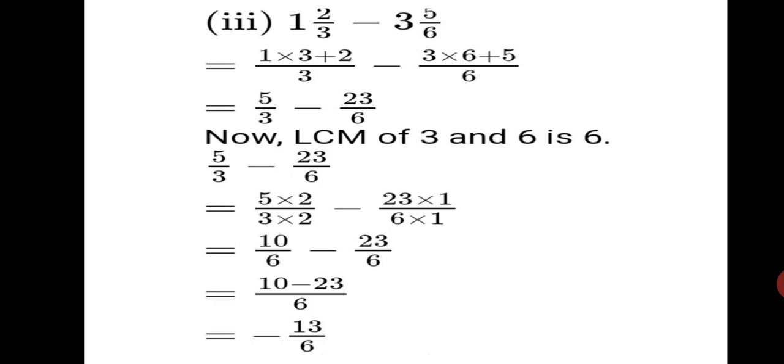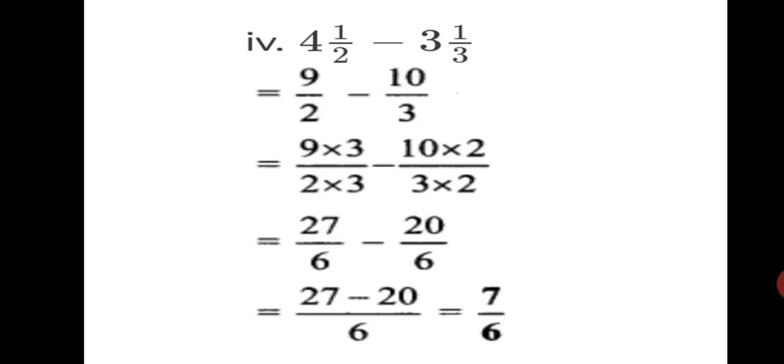You can write minus in between 13 and 6 as shown here, or you can write it in the numerator, but never in the denominator in a fraction. Okay, a negative sign should always be either in between or in the numerator. So this way the third sum is complete. Let's see the fourth one.